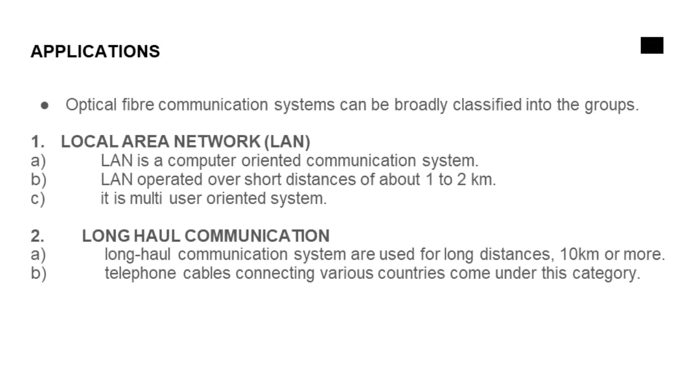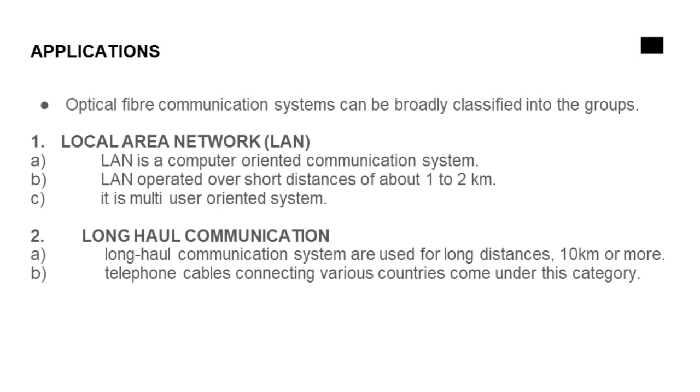Optical fiber communication systems can be broadly classified into two groups: local and intermediate range systems, where the distances involved are small, and long haul systems, where the cables span large distances. Let me discuss local area networks. The local area network, short name LAN, is a computer oriented communication system. LAN operates over short distances of about 1 to 2 km.